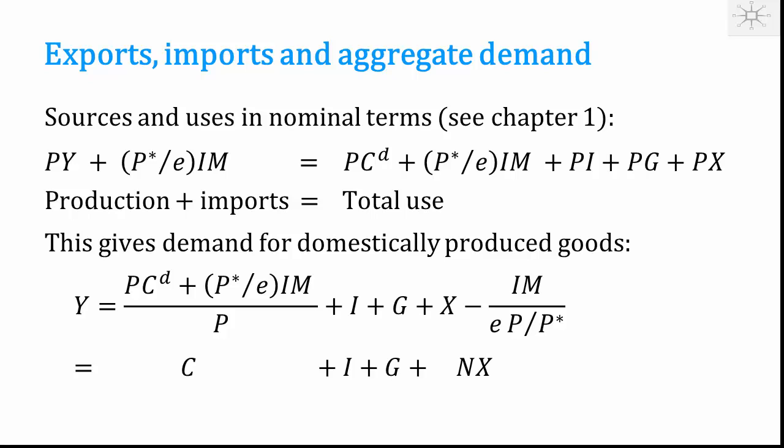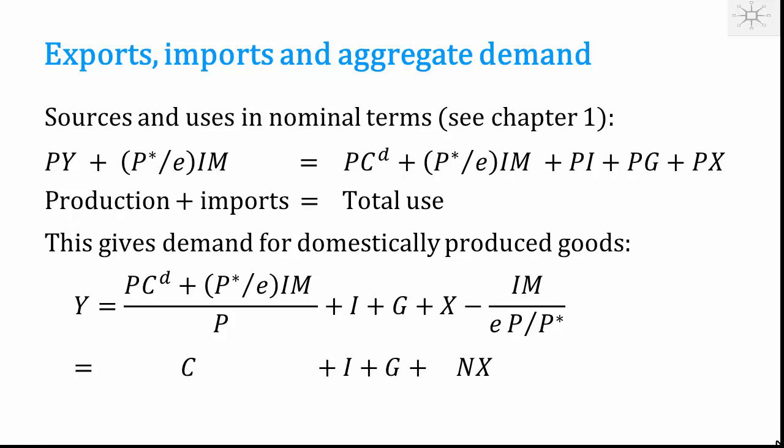Well, we can rewrite this by solving the equation for y. And then we get that the total production in the economy is equal to consumption plus investment plus government expenditure plus net exports, where consumption is now the total expenditure divided by the price index. So it's consumption expressed in terms of the units of the domestic goods. And net exports is exports minus imports divided by the real exchange rate. So this here is imports expressed as the equivalent amount of domestic goods.